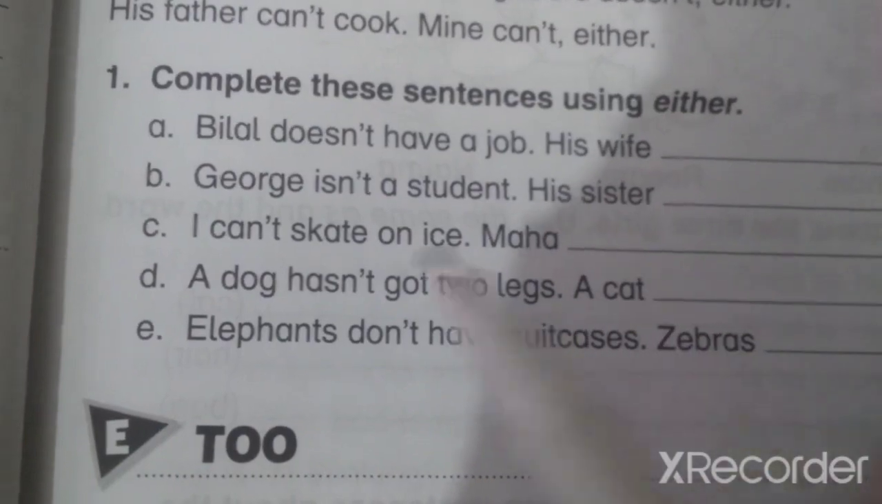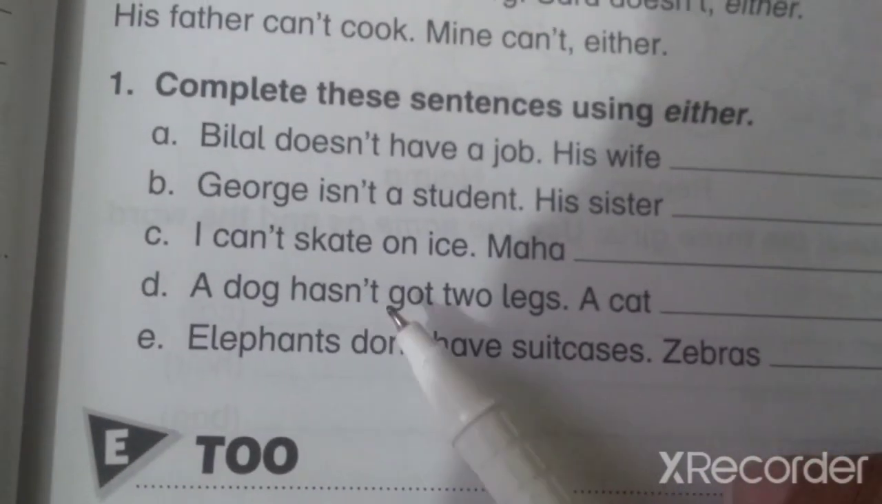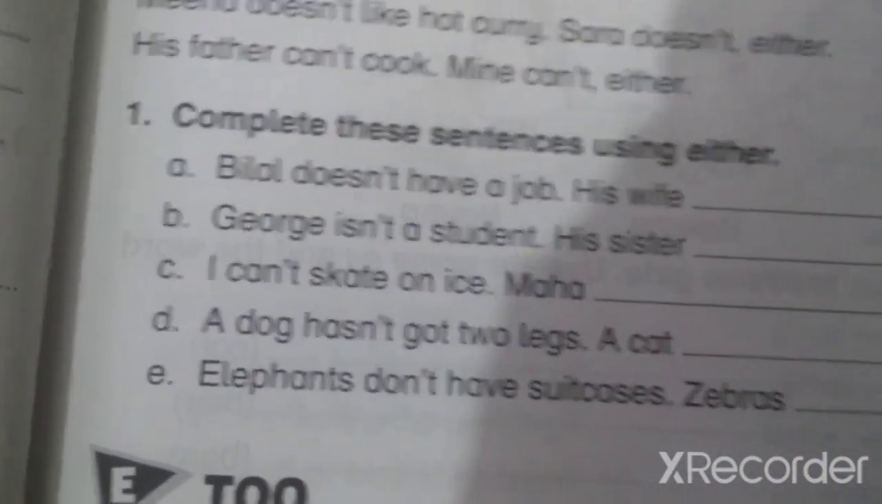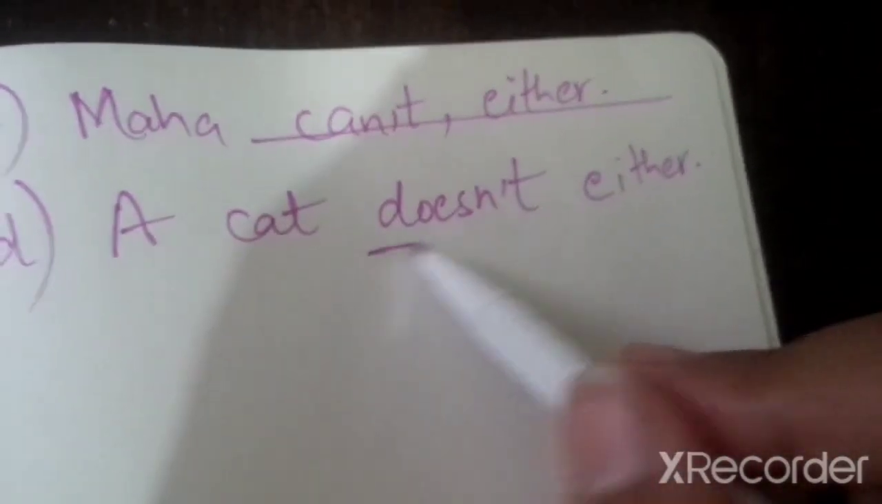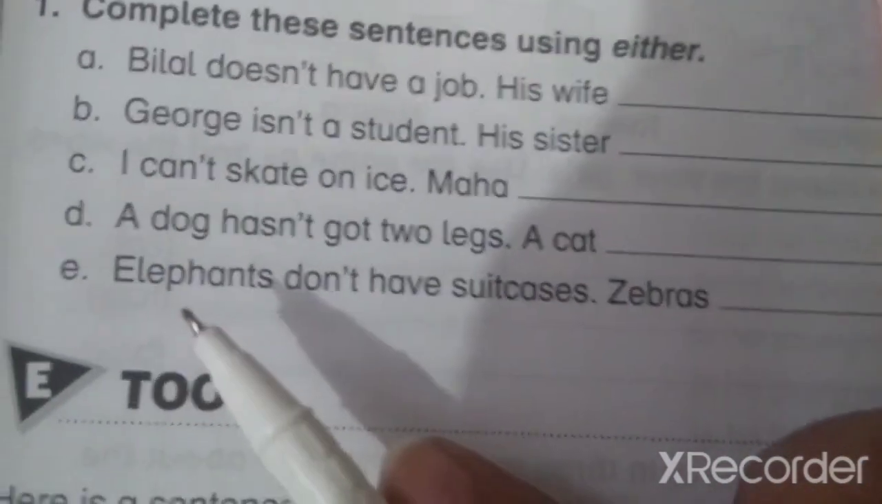D part, a dog hasn't got 2 legs. A cat, now see, hasn't means it doesn't. It's basically another word for doesn't. So for cat, we'll use it doesn't either. A cat doesn't either. A dog hasn't got 2 legs. A cat doesn't either.